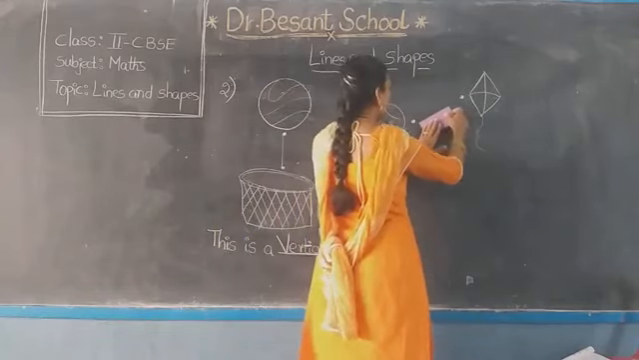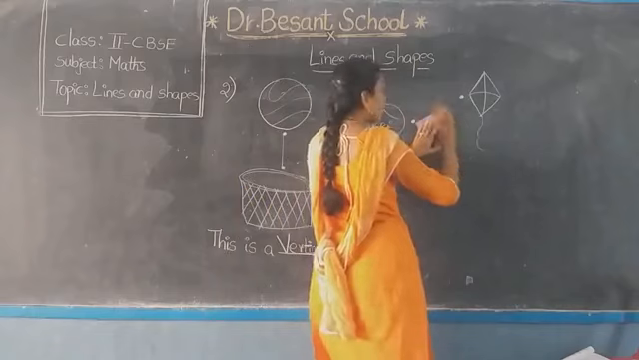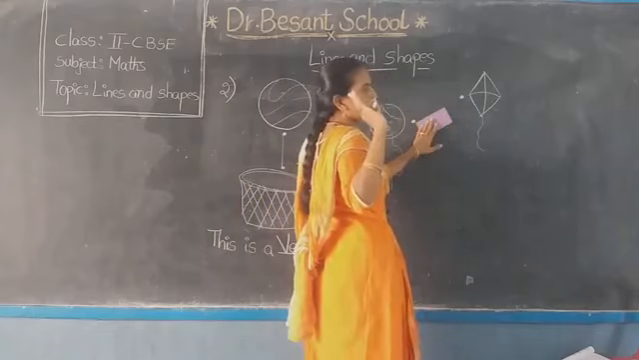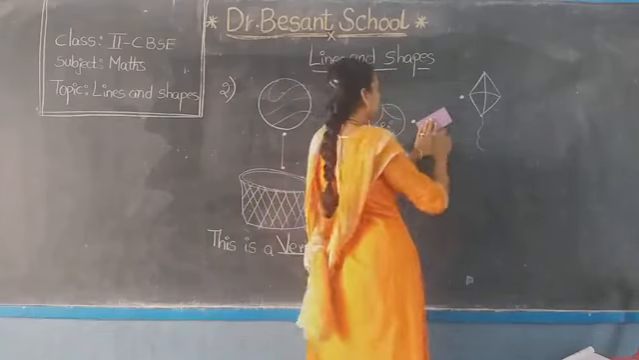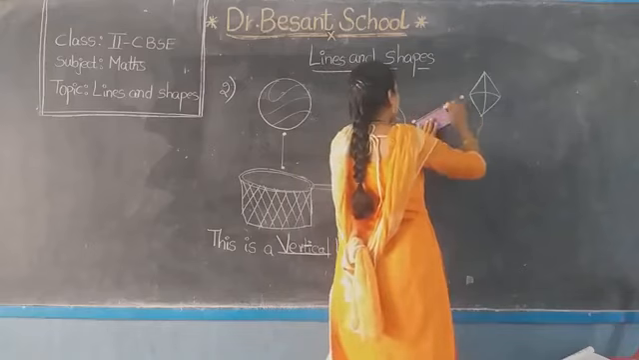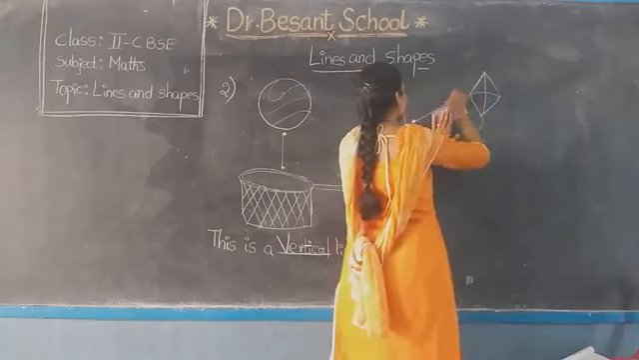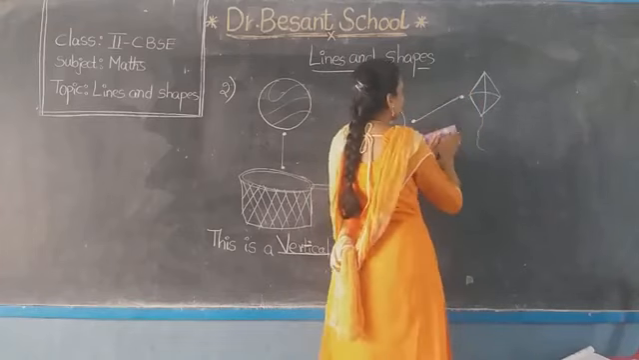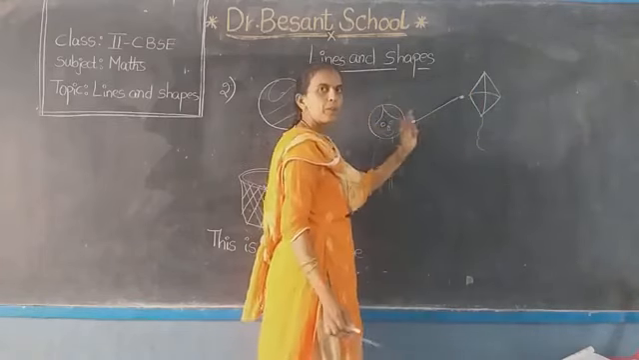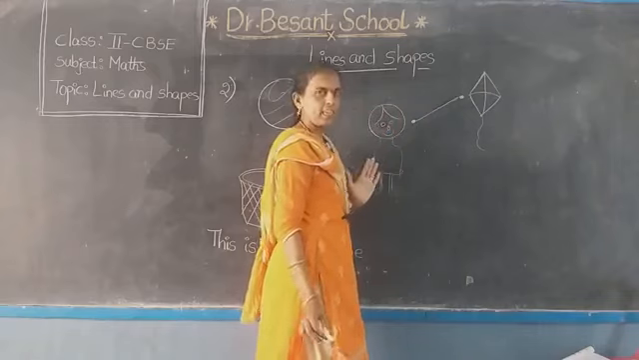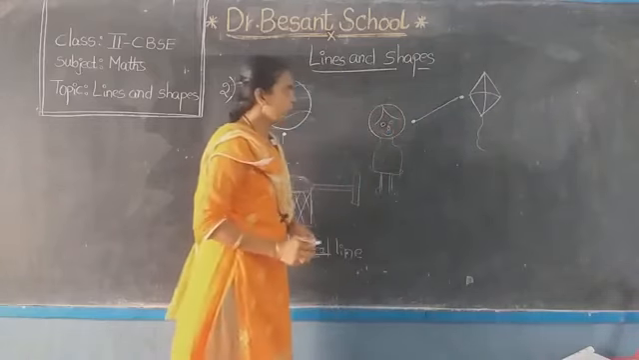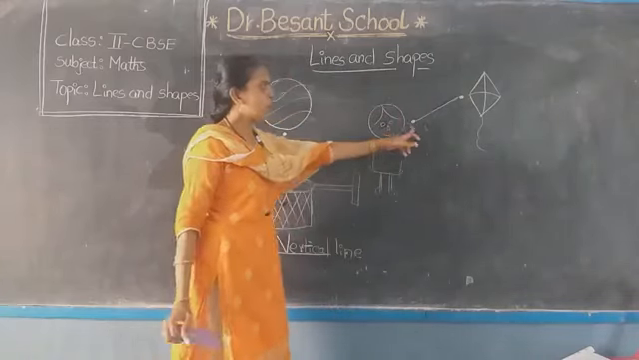So, you have to hold the scale. Don't draw with your free hands, children. I am reminding once again. You should draw neatly, holding the scale. You have to join these two dots. If it is not straight, please erase it and draw neatly. Now, you tell me, children, which line is it?